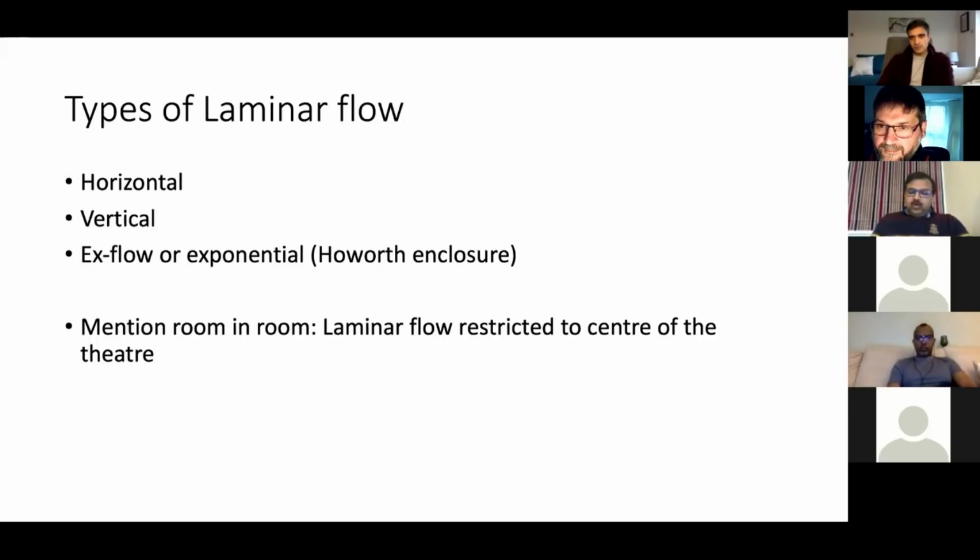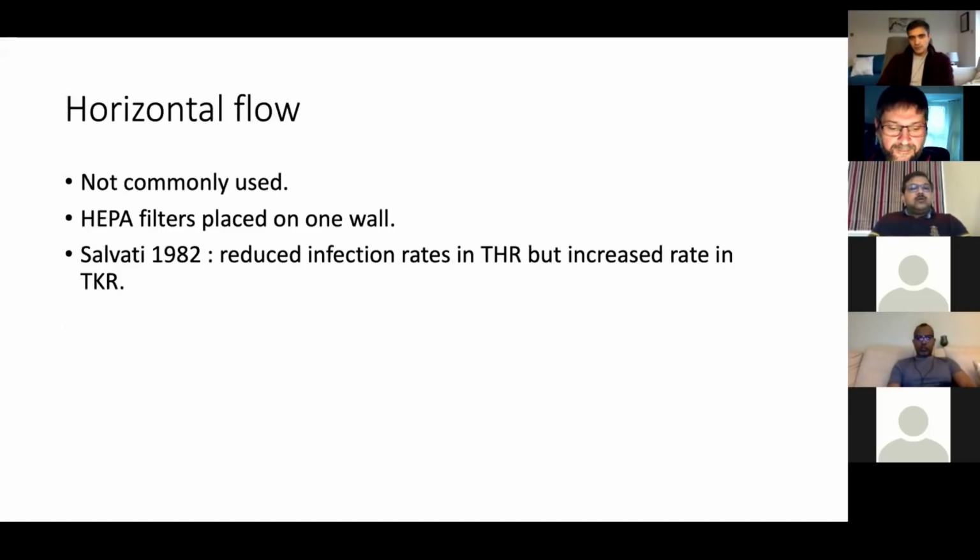Now, coming to each one in slightly more detail. Horizontal laminar flow, as the name suggests, has the HEPA filters placed onto one wall of the operation theater. The flow is horizontal from one wall to the other. The important paper here is Salvati in 1982, who said that horizontal airflow reduced infection rates in THR, but it increased the infection rates in TKR. The explanation as given in Ramachandran is that it probably has something to do with the placement of personnel in the theater in the line of the flow.